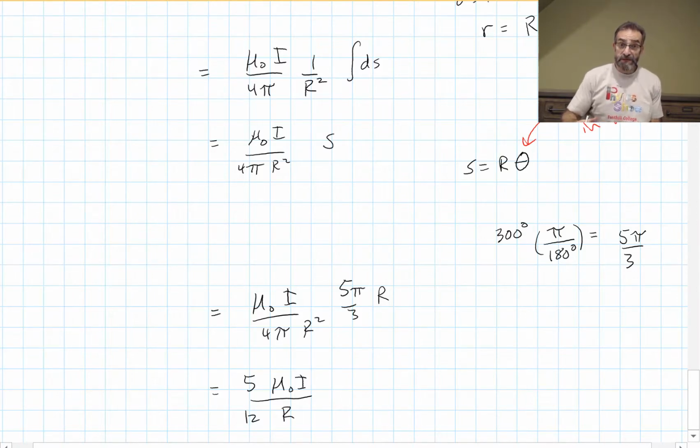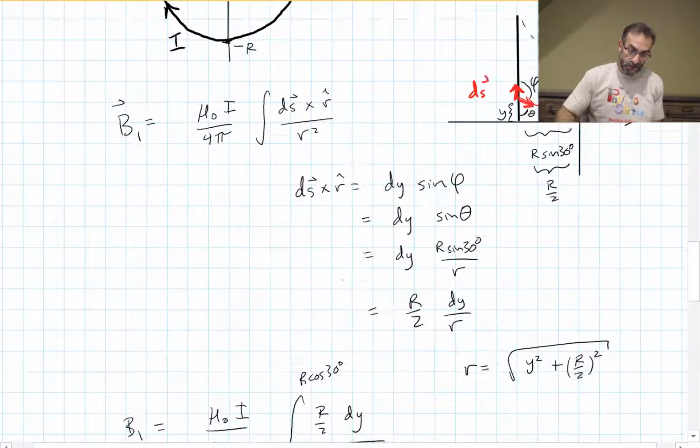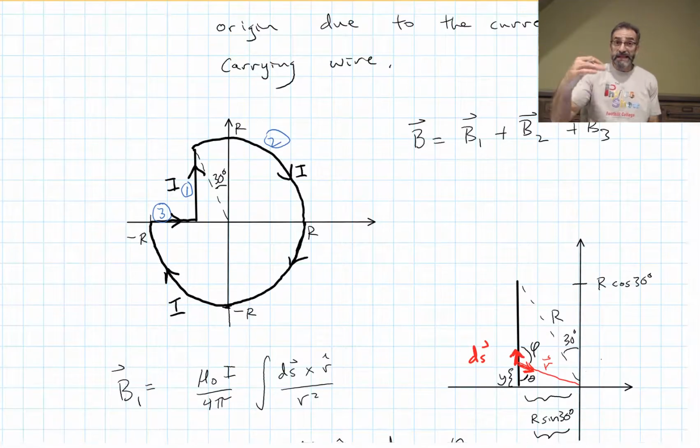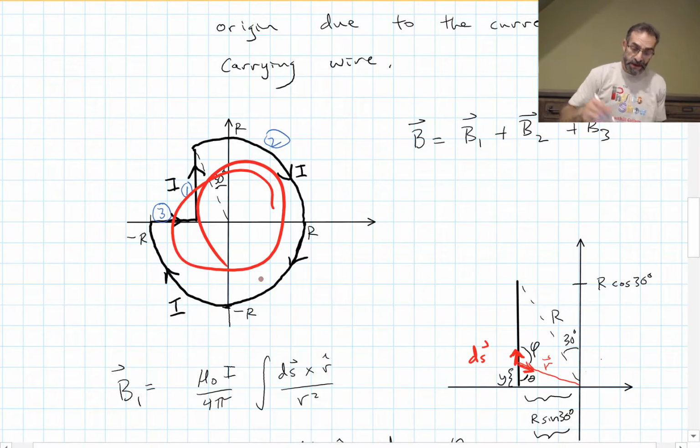And what direction? When our thumb is in the direction of the current, any place on the interior of that loop, the magnetic field points into the page, and any place on the exterior, it points out of the page.